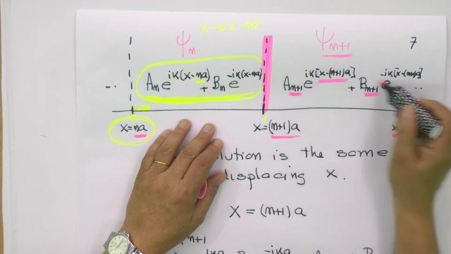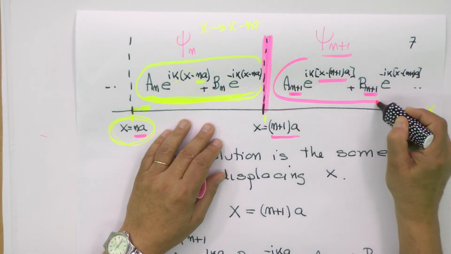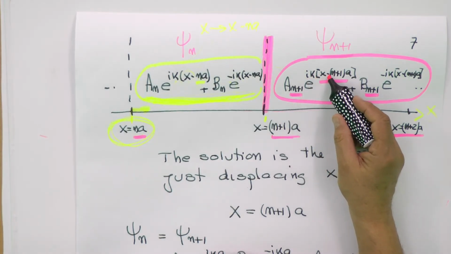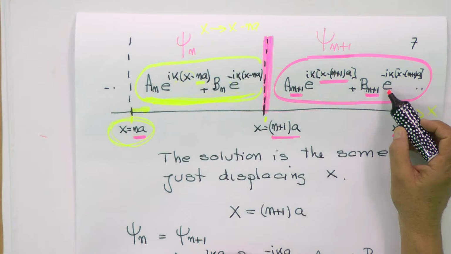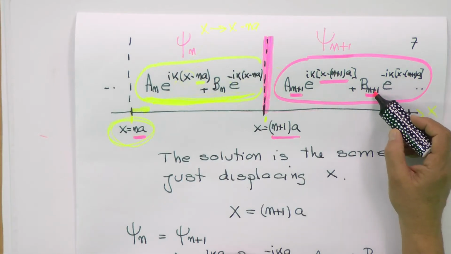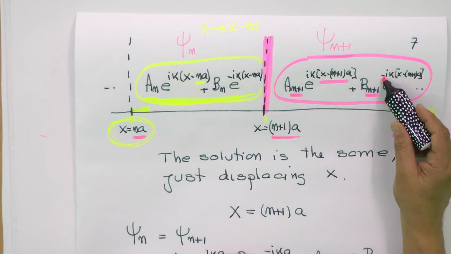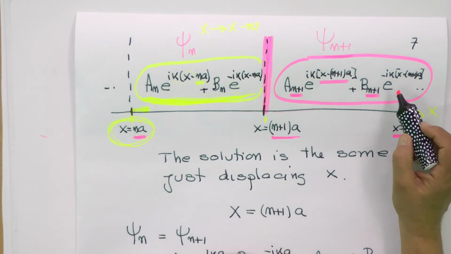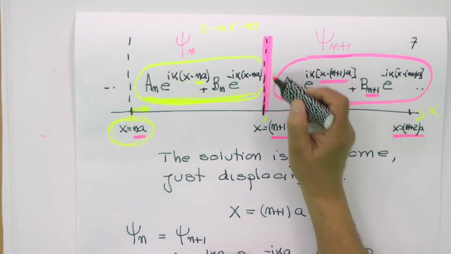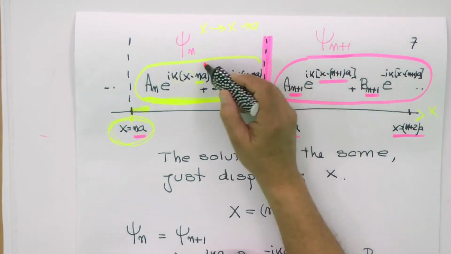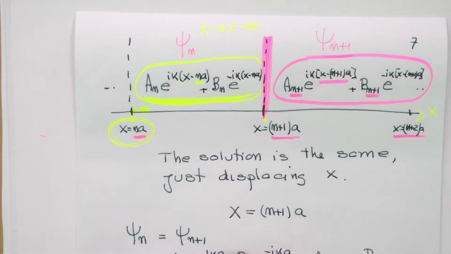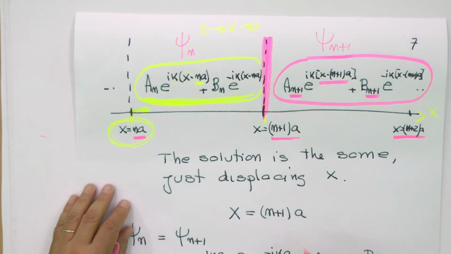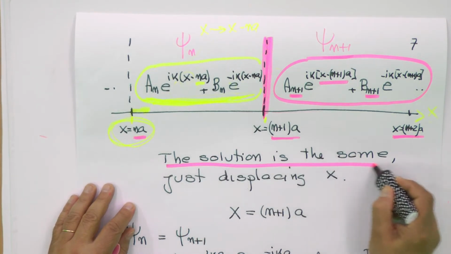Right? And the solution then in this side is a n plus 1 times exponential of I k x minus n plus 1a plus b n plus 1 exponential of minus I k x minus n plus 1a. And then I have the two-way functions in both sides. I just need to match here as I wrote the conditions. Right? So I hope you understand that the solution is the same.